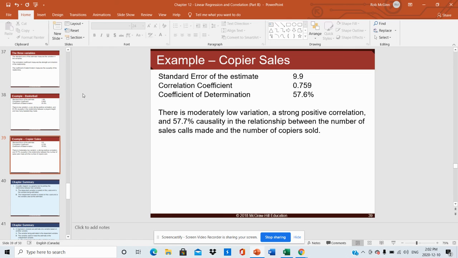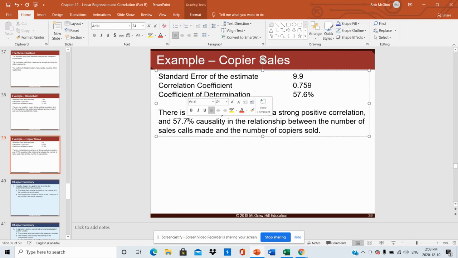For our copier sales, our standard error of the estimate was 9.9, so a little higher. And we can see our correlation coefficient is a little smaller because of that, 0.759, still showing a strong positive relationship. And our coefficient of determination was 57.6%. So there's a moderately low variation in our data, a strong positive correlation, and 57.6% causality in the relationship between the number of sales calls made and the number of copiers sold.